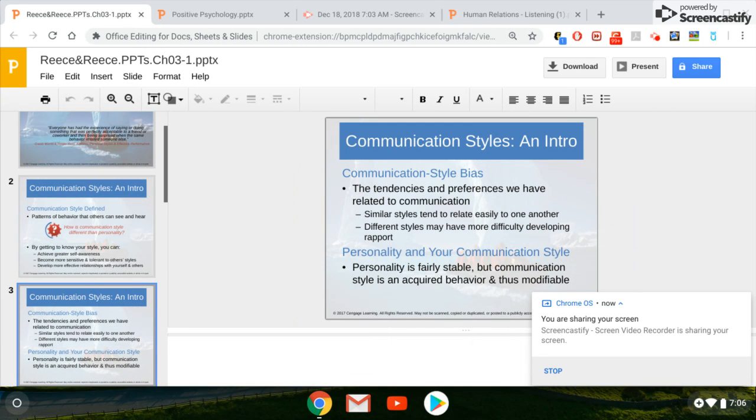Communication styles and introduction. Communication style bias is the tendency and preferences we have related to communication. Similar styles tend to relate easily to one another. Different styles may have more difficulty developing rapport. Personality and your communication style. Personality is fairly stable, but communication style is an acquired behavior and thus modifiable.